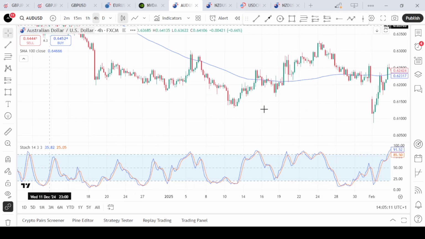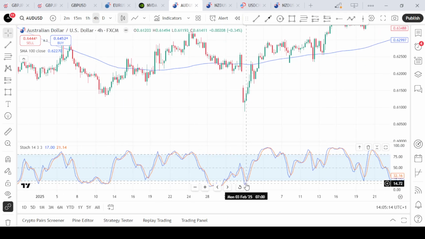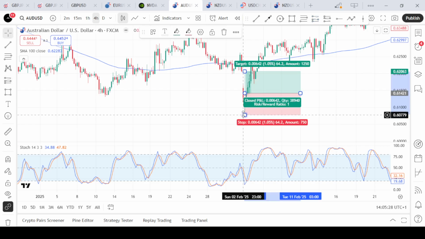In a buying trade, you would have to wait at this area. When you see price is below the 20, you wait for your K line to cross over your D line, which is this blue line crossing over your golden yellow line, and this will signal a buying opportunity for us. How do we manage our trade?